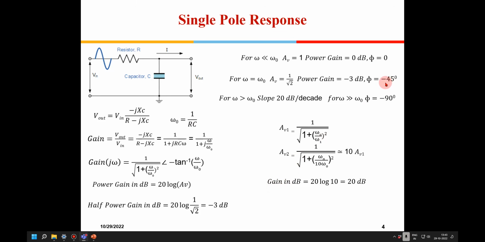So at that place the phase becomes minus 45 degrees. That is also important for us from the stability point of view. So after that, what happens? Now if you see here, for every decade what happens? So if I write this A equation, omega 0 divided by omega 1 squared. Now if I write the second equation here, where initially it is omega 1, the frequency is increased to 10 omega 1. Let me do it straight away.